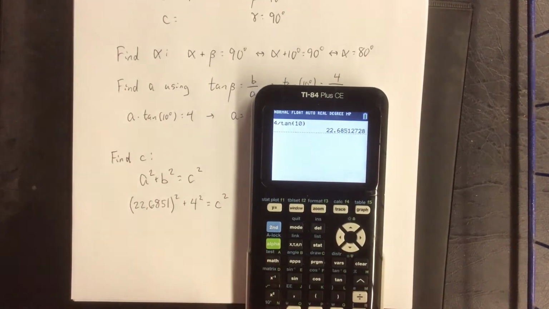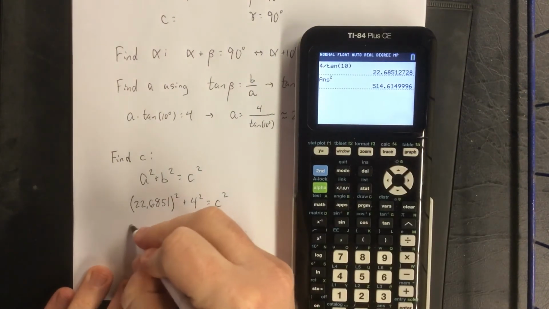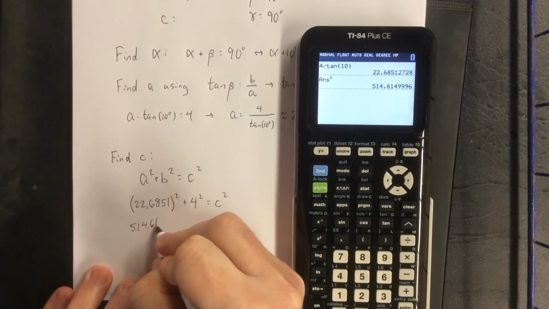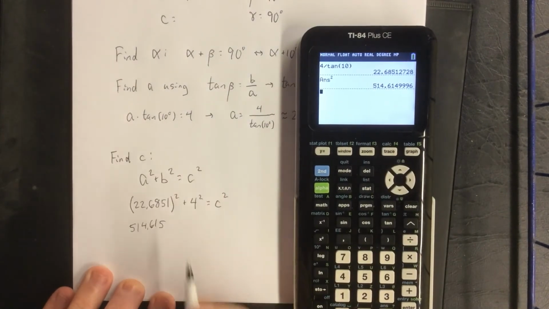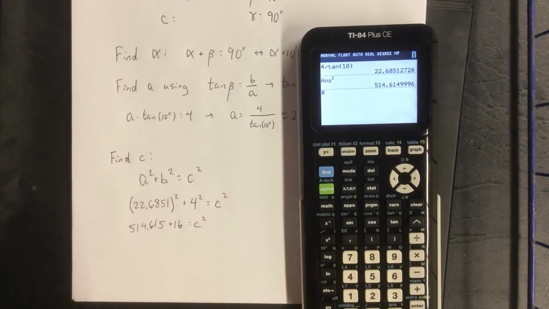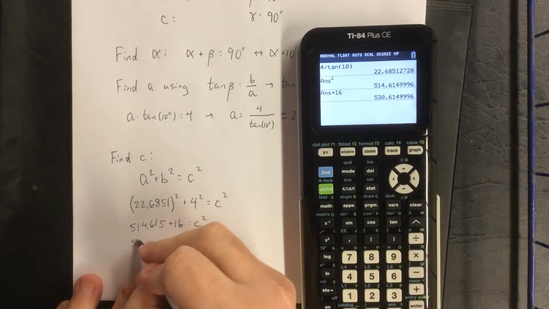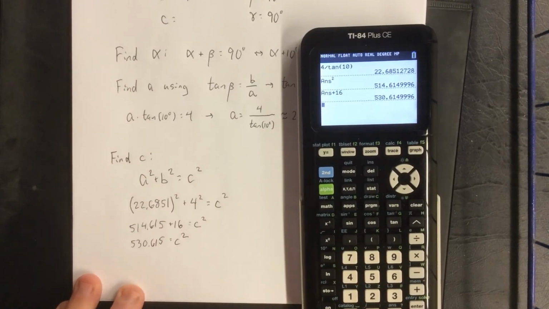I'm just going to square this. I'm going to get that that number is about 514.61. Because of all those 9s there, we'll round that off to 5, plus 16. That'll be c squared. Now adding those numbers together gives us about 530.615. That's, again, c squared.